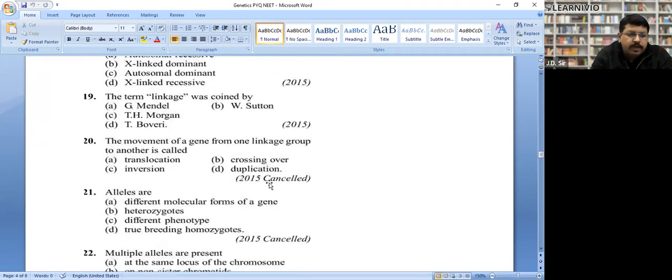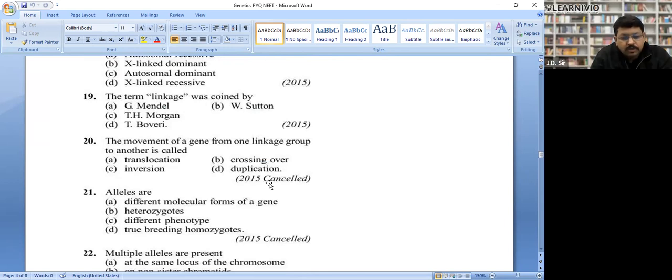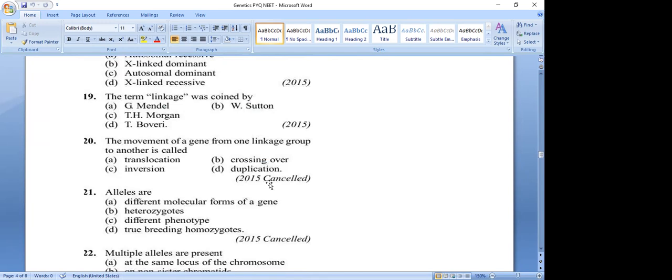The term linkage was coined by Morgan, T. H. Morgan. Very good. The movement of a gene from one linkage group to another linkage group is called translocation. You have already told that. Yeah, translocation. Very good.